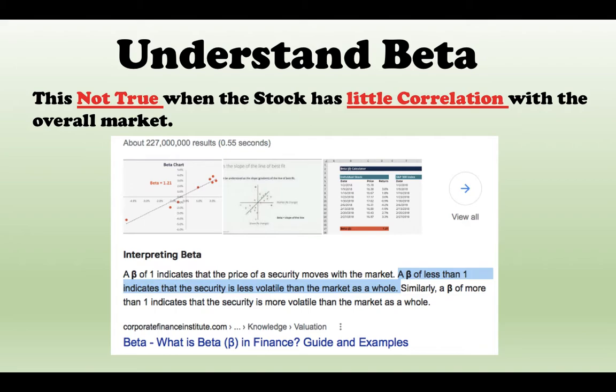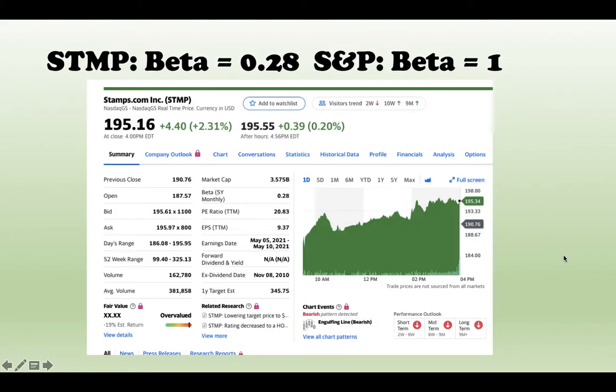However, this is not true when the stock has little correlation with the overall market. So I want to show you this stock. This is the STAMP stock. Here they show you the beta is 0.28, right? So basically, STAMP has a very low beta, which means it's less volatile than the stock market. Less volatile means less risky.